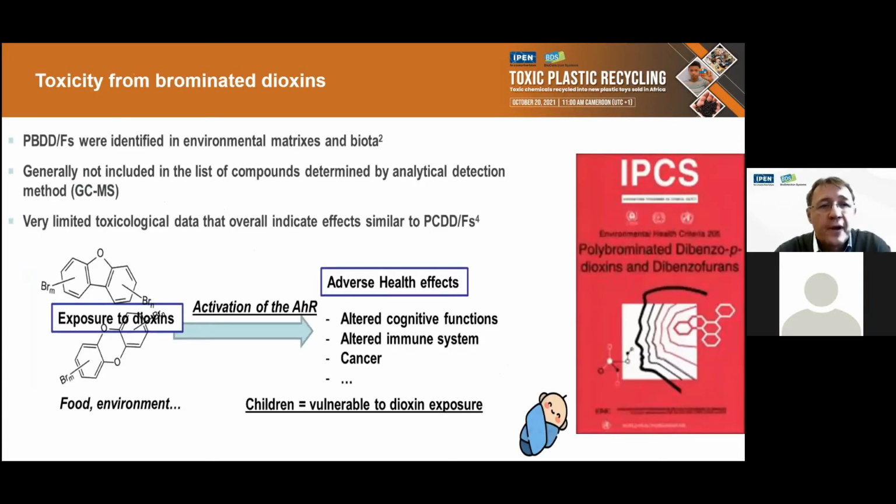Now, a lot has been written about the toxicity of brominated dioxins, for example the Environmental Health Criteria 205 of the IPCS. They published this already a couple of years ago. In general, we know that they have very similar toxicity to the chlorinated dioxins. This means we have altered cognitive functions, an altered immune system, and cancer. These are the typical toxicity endpoints of the dioxins. And of course, we know that children are vulnerable to dioxin exposure.